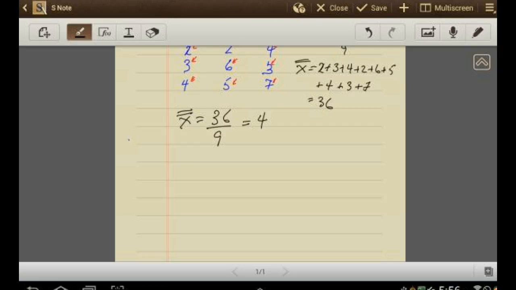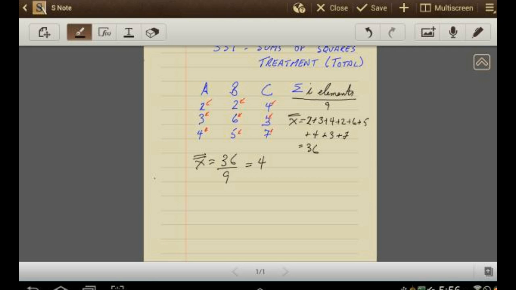Now, as we are talking about our sums of squares, we want to get the square of the difference between each element here and our grand mean, double bar x. So we're going to take from our columns A, B, and C, and we're going to be using them.